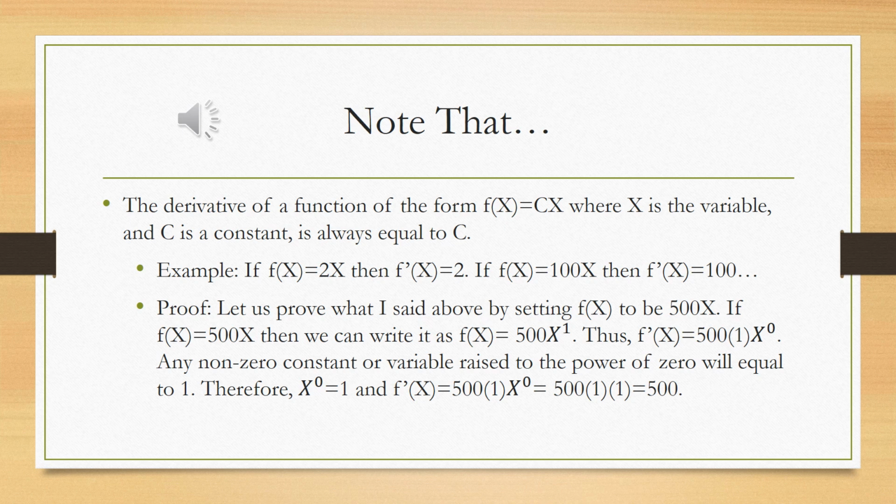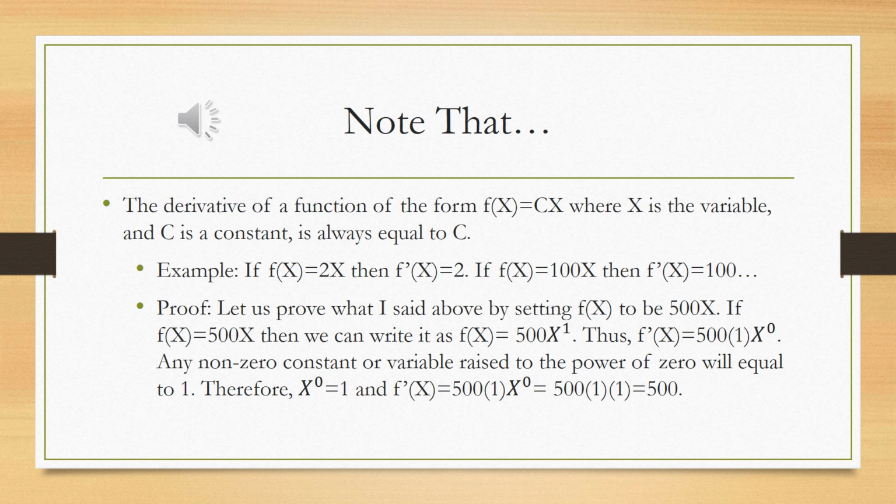After going over these two rules, let's go over their implications. First, the derivative of a function of the form f of x equals cx, where x is the variable and c is the constant, is always equal to c. Example, if f of x equals 2x, then f prime of x equals 2. If f of x equals 100x, then f prime of x equals 100.